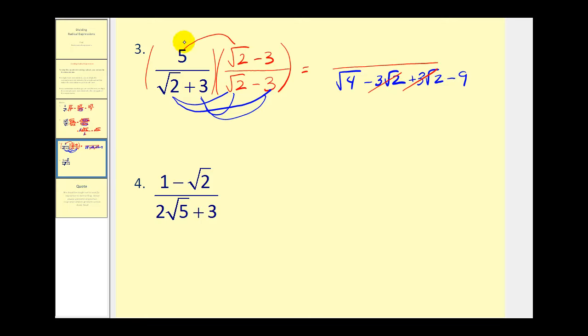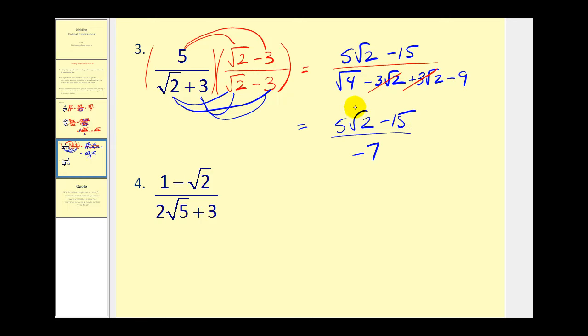Let's go ahead and take a look at our numerator now. We'll distribute the 5, so we'll have 5 square root 2 minus 15. Okay, let's finish simplifying our denominator. Square root of 4 would be 2. 2 minus 9 would be negative 7. Then our numerator is 5 square root 2 minus 15.